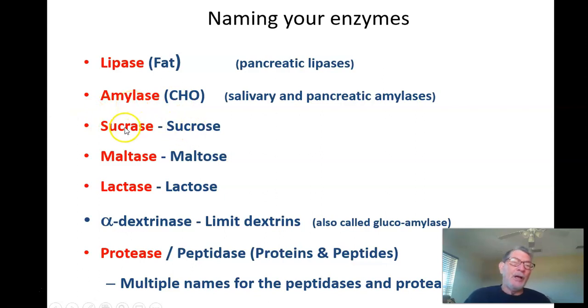Sucrose is broken down by sucrase. Maltose is broken down by maltase. Lactose is broken down by lactase. Those limit dextrins, you have another enzyme that breaks those down. It's called alpha dextrinase. And you have lots of peptidases and proteases that break down different types of protein structures. Again, I'm only going to ask you to know a few specific ones.